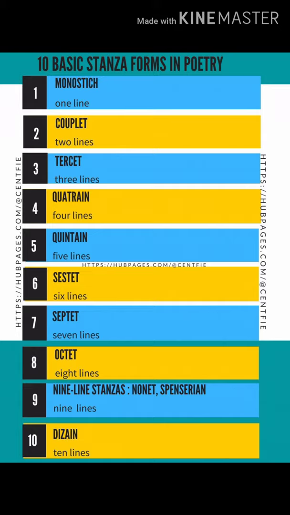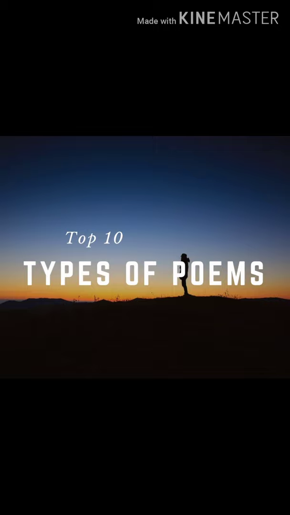9-line poems are known as nonet or Spenserian, because it was widely used by Edmund Spenser. And 10 lines are known as dizzain. So let's talk now about the main types of poetry.